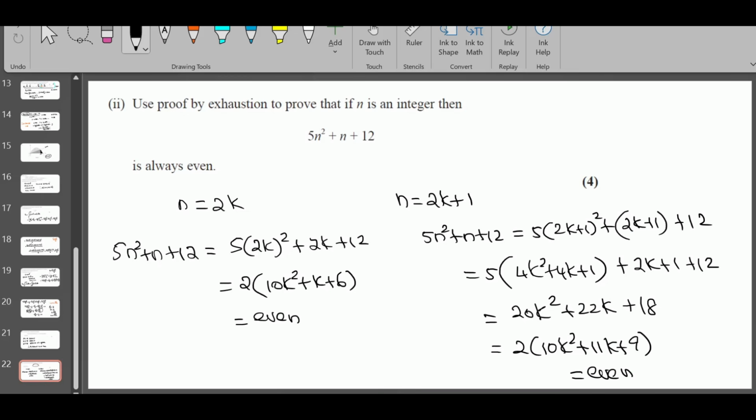And then write the conclusion. Therefore, for all integers n, if n is an integer, then this is always even. You need to write the conclusion at the end.